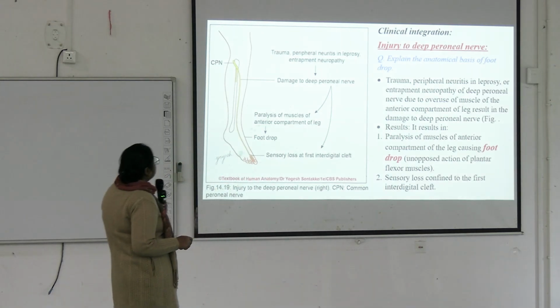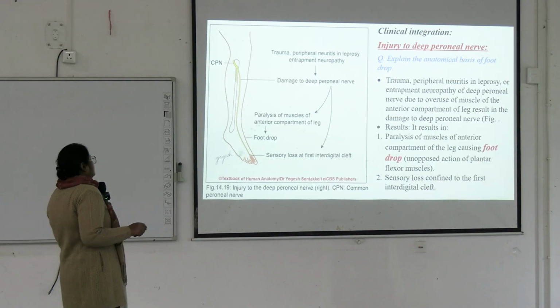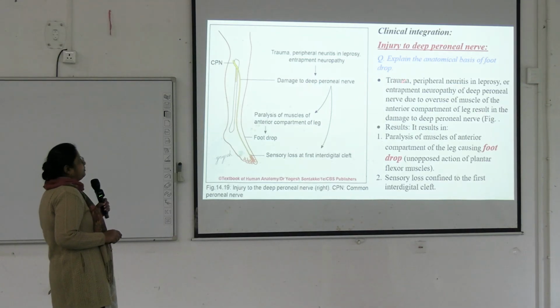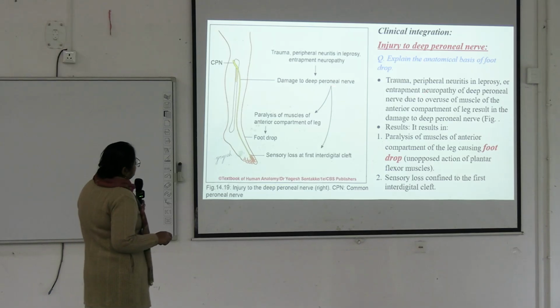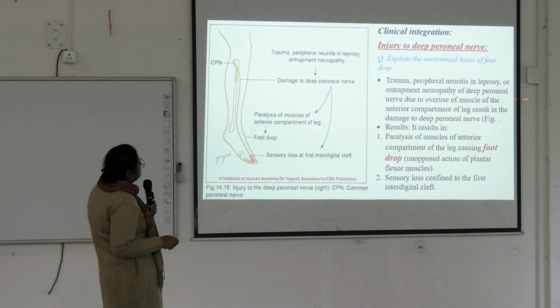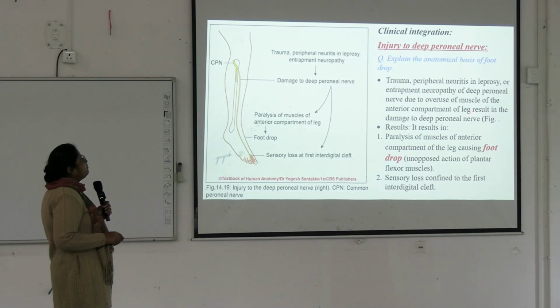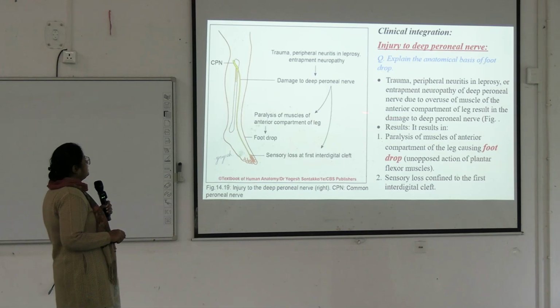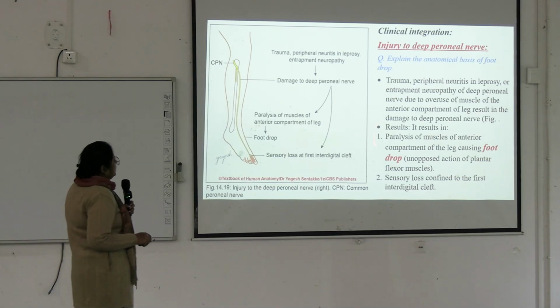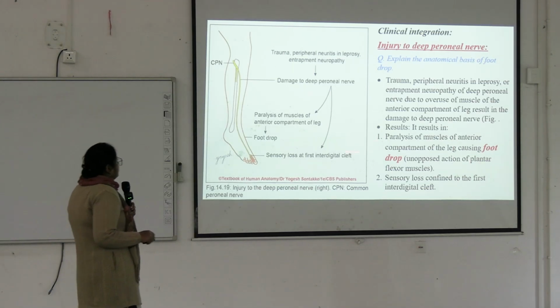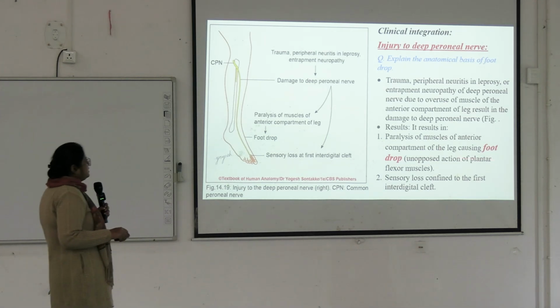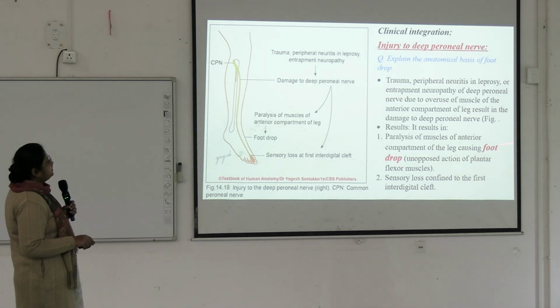Okay, so injury to the deep peroneal nerve occurs due to trauma, peripheral neuritis in leprosy, or entrapment neuropathy of deep peroneal nerve due to overuse of muscles of the anterior compartment of leg, and it results in damage to the deep peroneal nerve. And it results in these symptoms. There will be paralysis of the muscles of anterior compartment of leg causing foot drop.